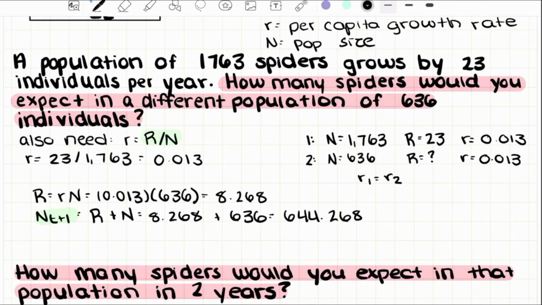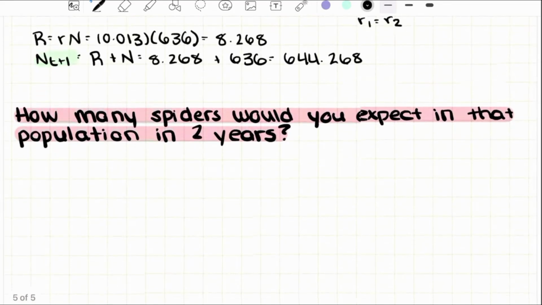I'm leaving this number with so many significant figures because I want you to see why what we're doing next is the only right way to do it. So we're going to do it the right way first, and then I will show you why the wrong way is wrong. So hopefully we don't make that mistake. So let's go to the next part.